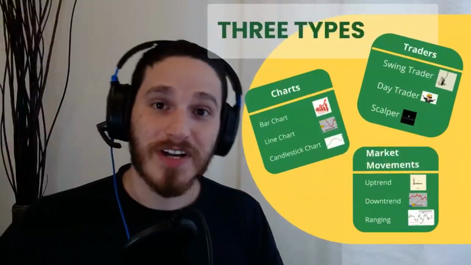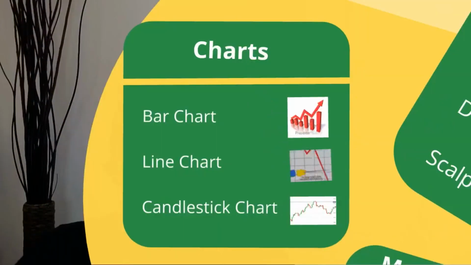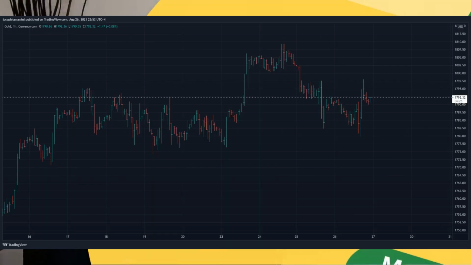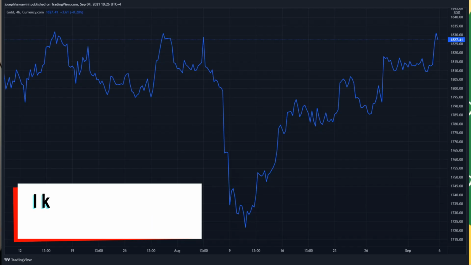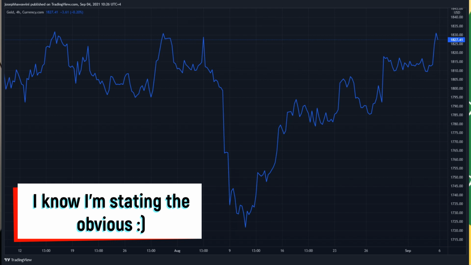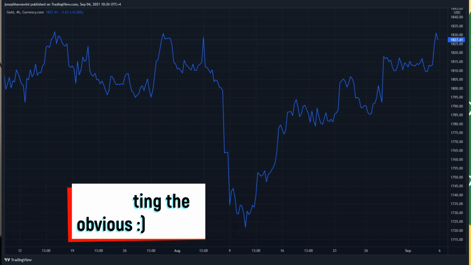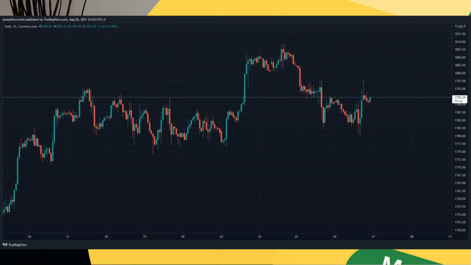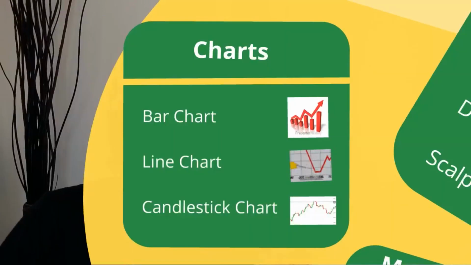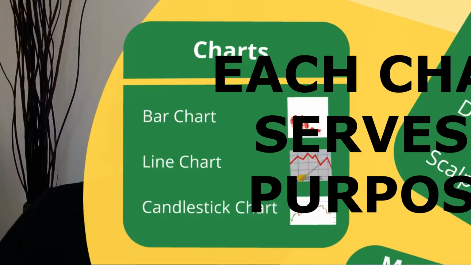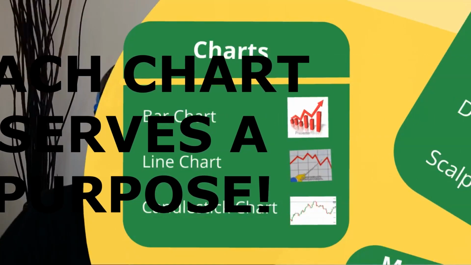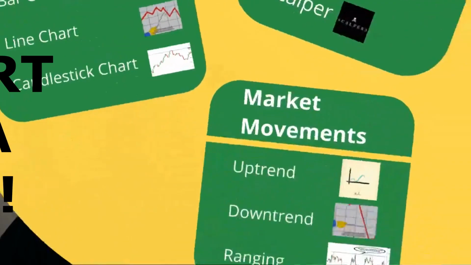We're going to be looking at 3 types of charts right now. There's the bar chart. The bar chart is comprised of bars. There's the line chart. The line chart is comprised of a line. And the candlestick chart, it's comprised of candles. Now each chart serves a purpose. All right. So we're going to get into more detail later.